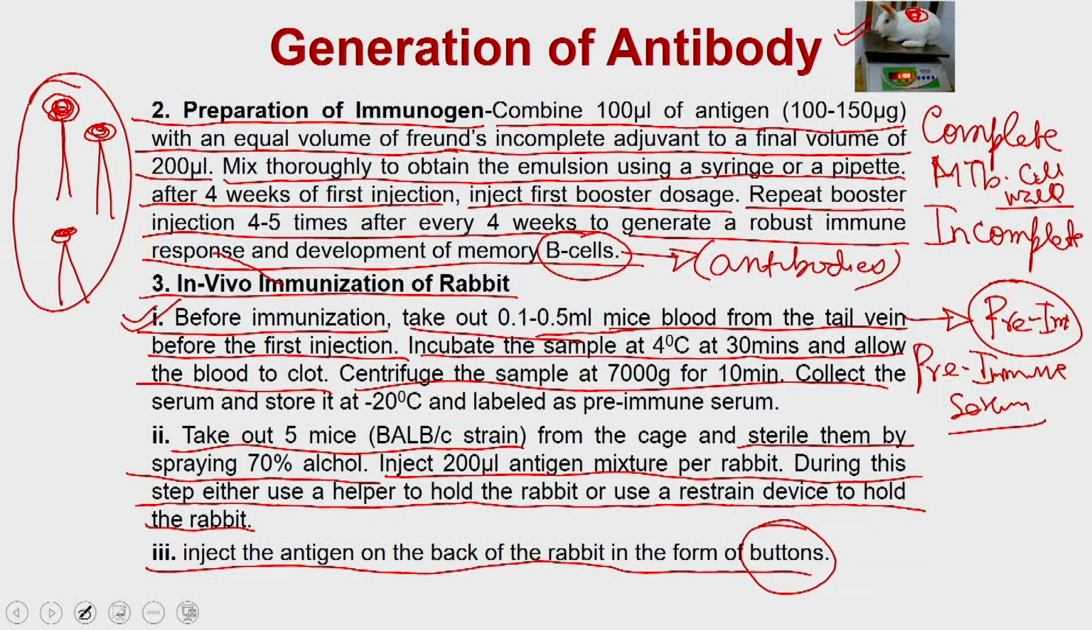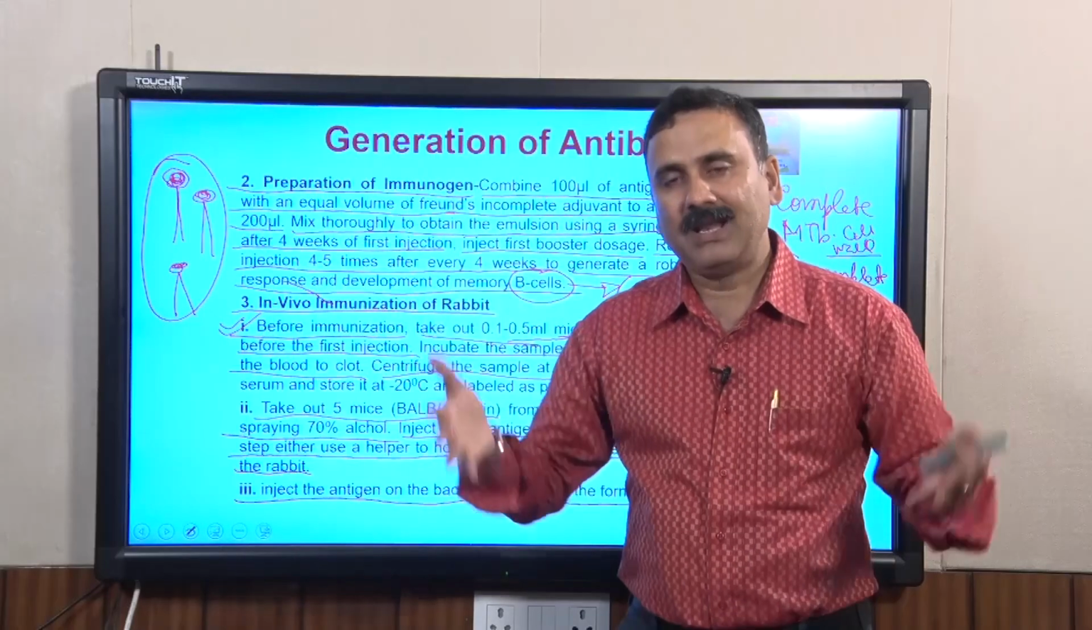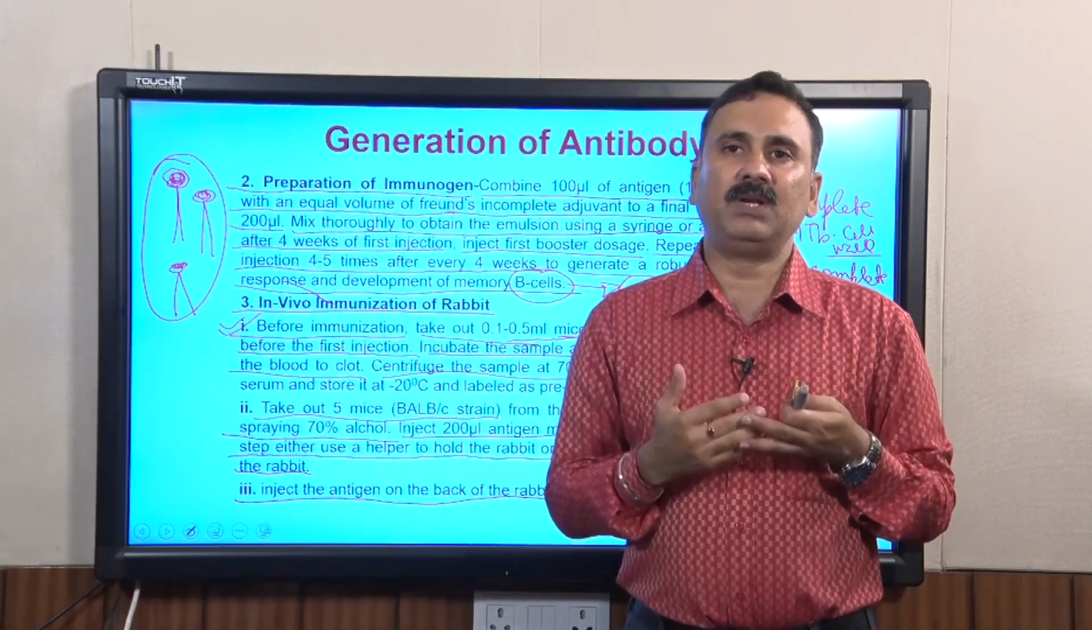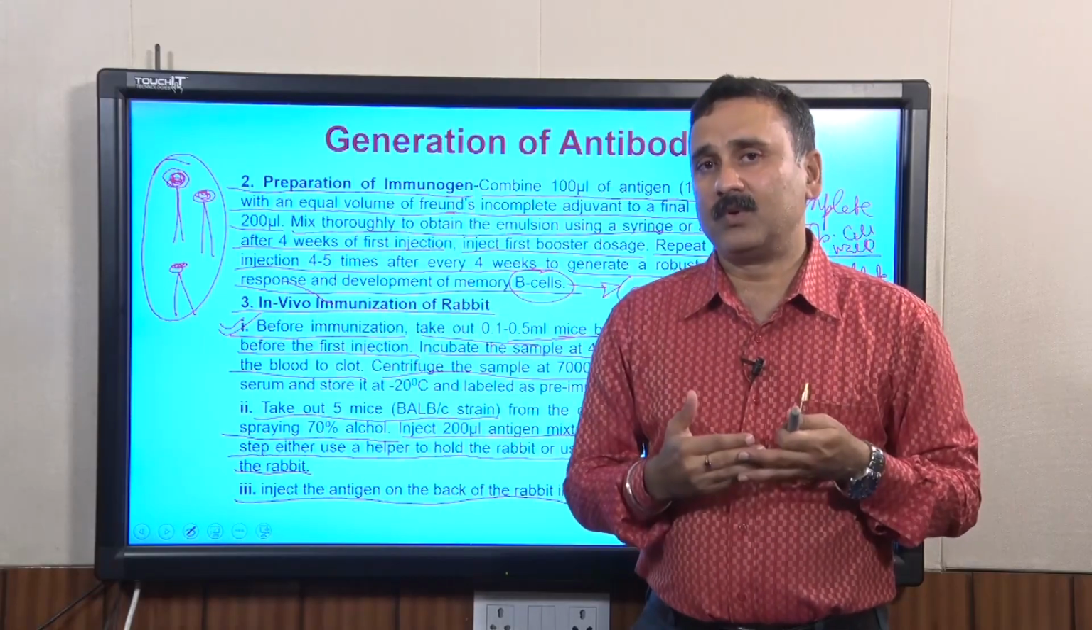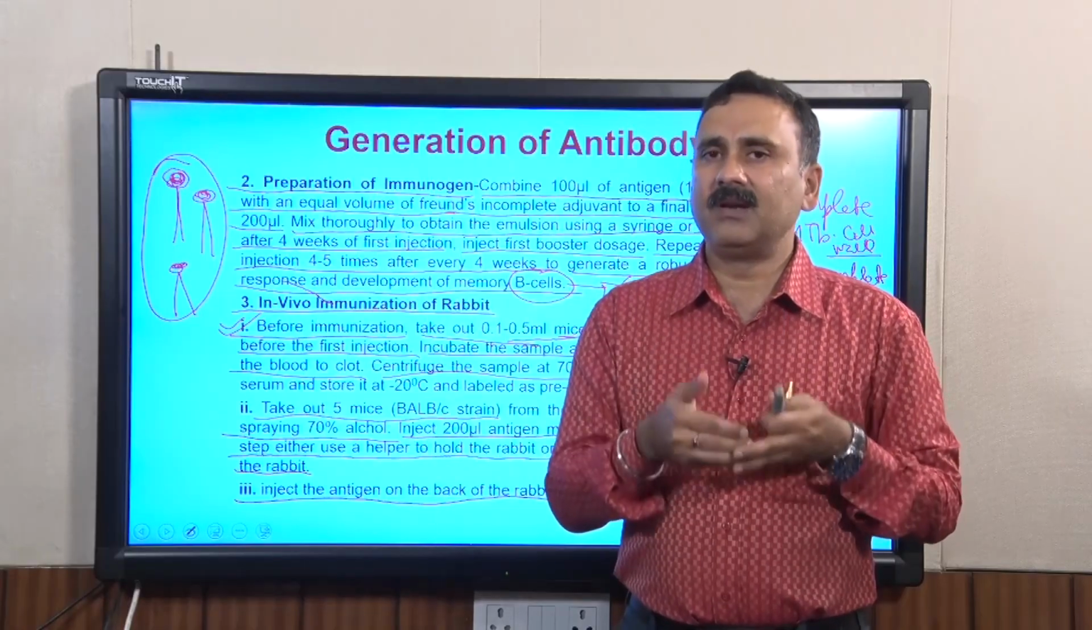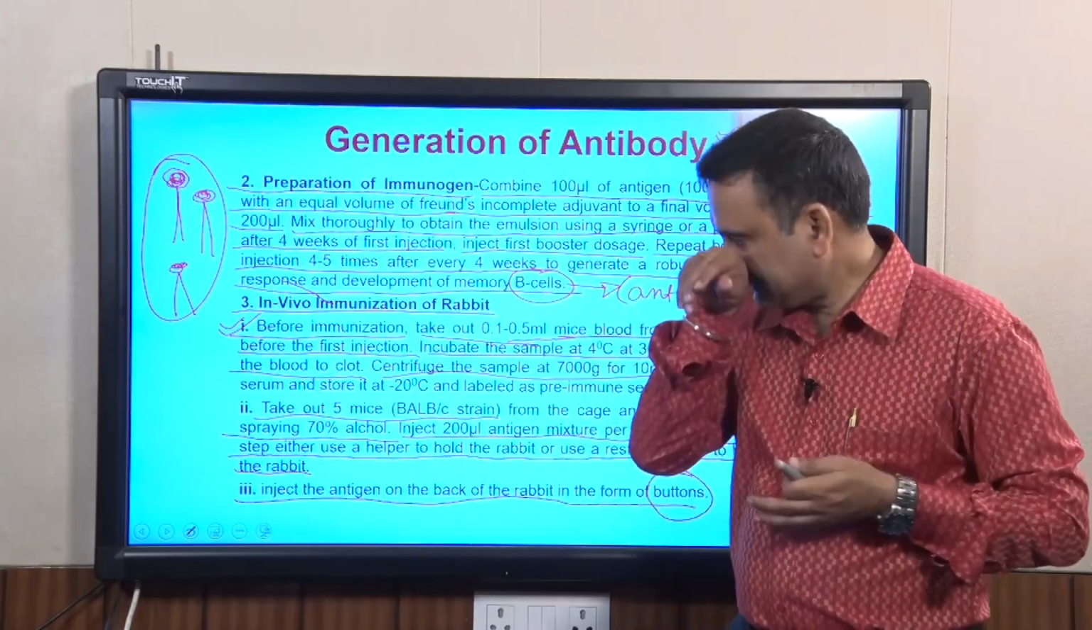Instead of injecting everything in one place, you spread that volume over a larger area, so that the antigen absorption from that area is quick, and that should cause a better immune response and better antibody production.